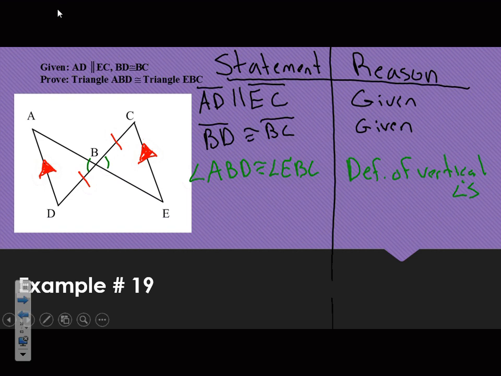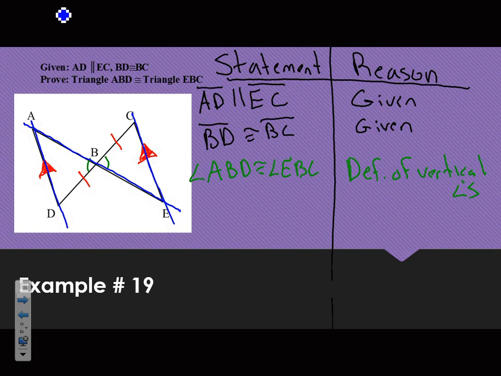Next, we have to think about our parallel lines. We know that they're cut by transversals. So we have two here. We just need to pick one. I'm going to pick this one right here, the transversal. We can also pick the other one, which would give us a different answer.